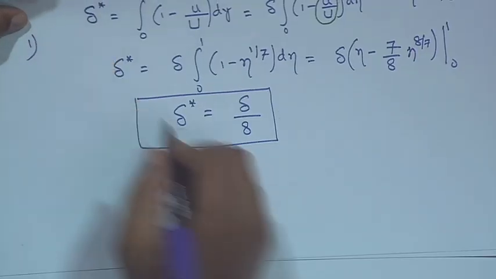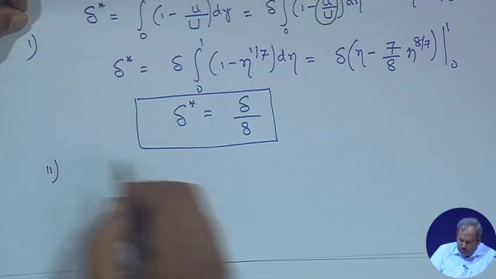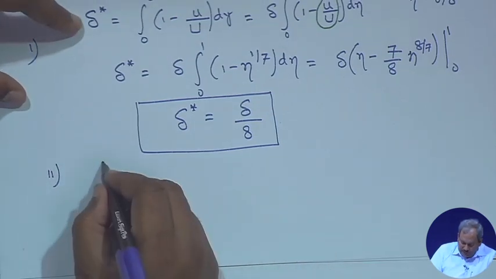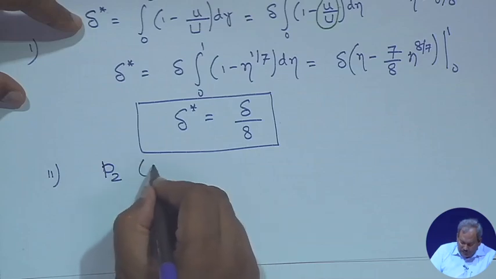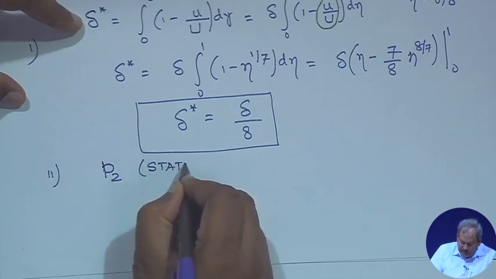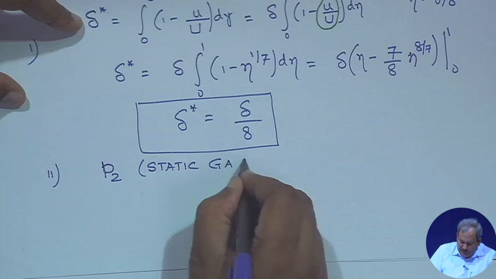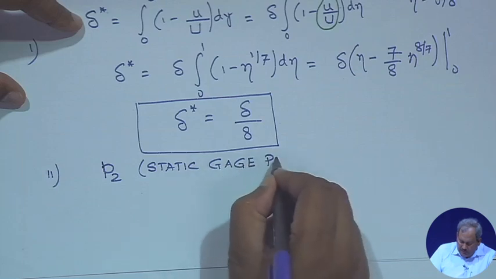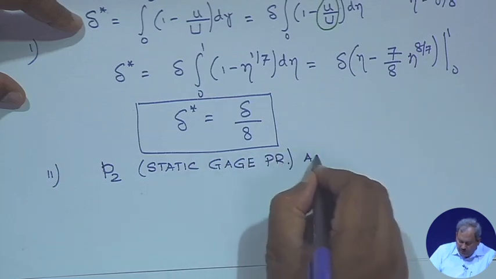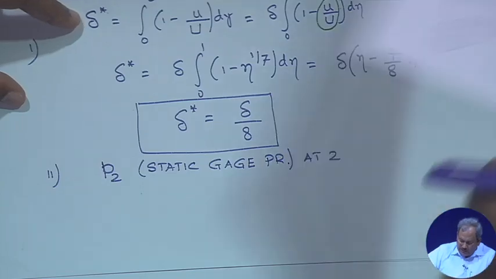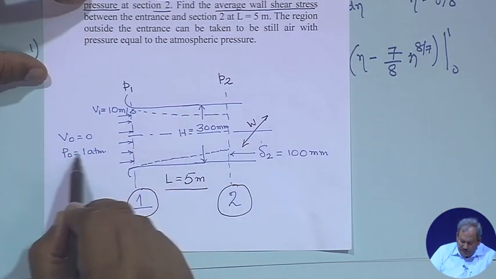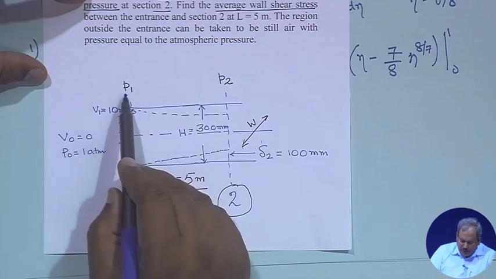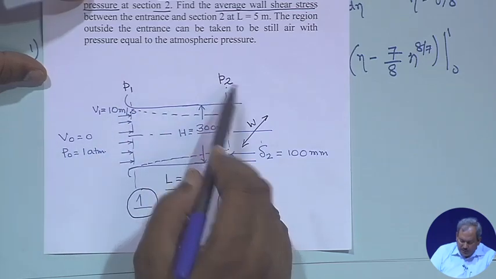So, this is part 1 where we have to show this. Part 2 simply tells us to find the static gauge pressure P2. So, this is the static gauge pressure at 2, and it has been mentioned that P0 is 1 atmosphere outside of the duct, but we do not know what P1 and P2 are.